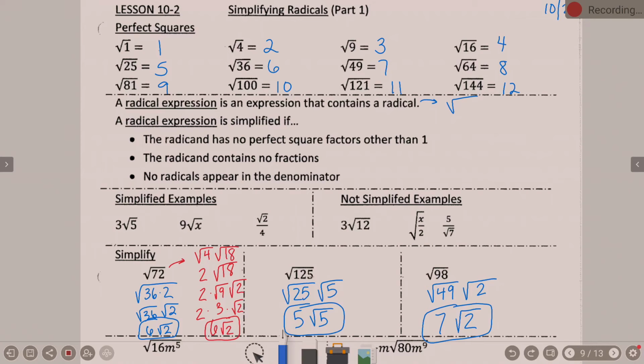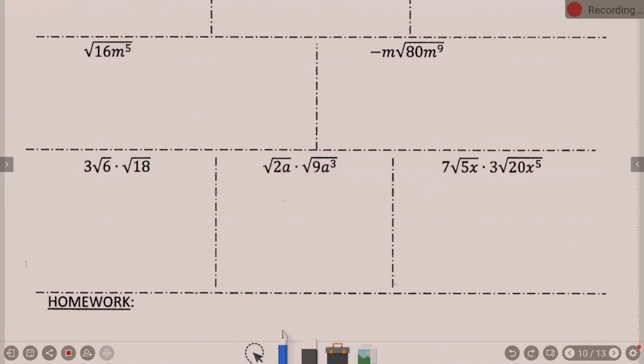Okay. We getting the hang of that a little bit? Okay, let's go to the next part then. I do have it up here on the next page. Square root of 16 m to the 5th. Okay. So we have to think about numbers. We have to think about variables. So we have to think about the letters.